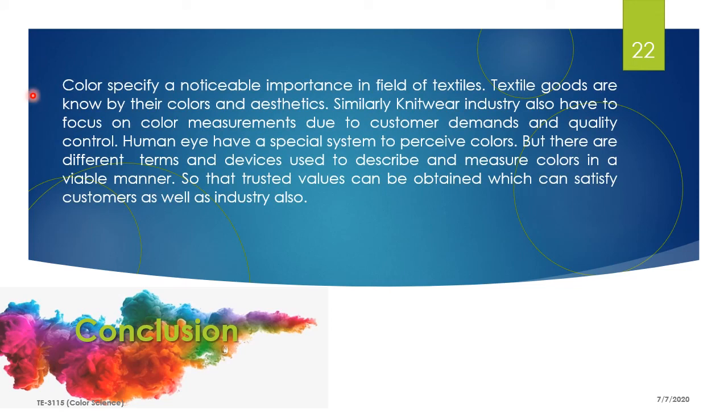Conclusion. Colors have noticeable importance in the field of textiles because textile goods are always known by their colors and aesthetics, and similarly in the case of the knitwear industry, because the industry has to focus on customer demands and quality, so color measurement is always kept in mind. Although the human eye has a special system to perceive colors, in industry there are different terms and devices used to describe and measure colors in a viable manner so that trusted values can be achieved which can satisfy customers as well as industry.